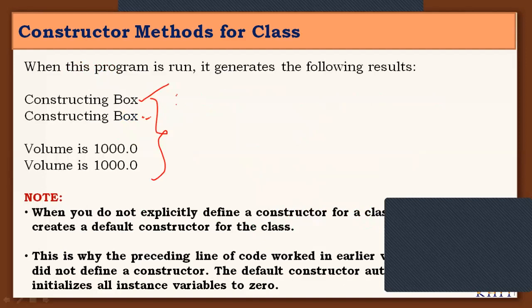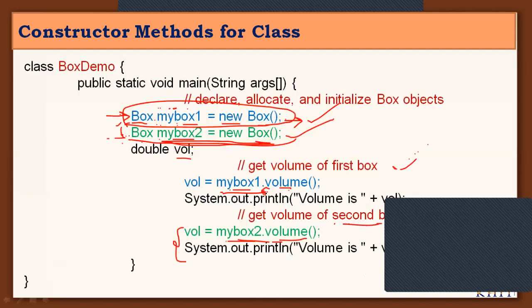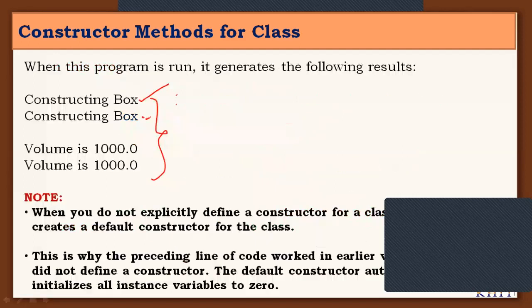After that, mybox1.volume and volume equal to mybox2.volume, these two volume methods are called by the individual objects, myBox1 and myBox2, to get the volume of the box, and it simply displays the volume of the first box like this and the second box like this. So this is about the constructor method of a class.